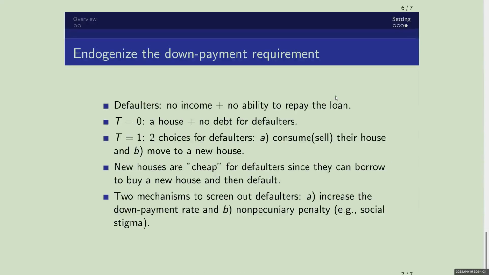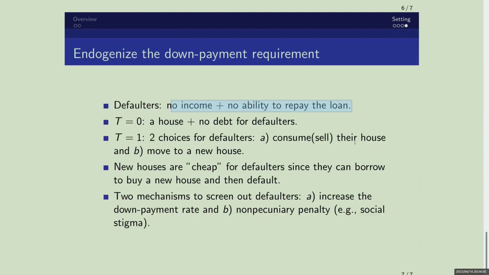So in the final case, we start to endogenize the down payment requirement, where we add the role of defaulters. They refer to the families who have no income and no ability to repay the loan. At t equals 0, these defaulters have a house, consistent with the assumption in this model, and they have no debt. At t equals 1, there are two choices left for these defaulters. They either consume their house or they move to a new house. Actually, new houses are cheap for these defaulters, since they can always borrow to buy a new house and then choose to default.